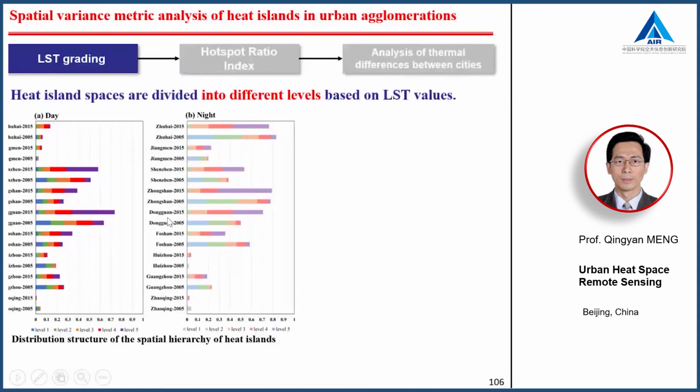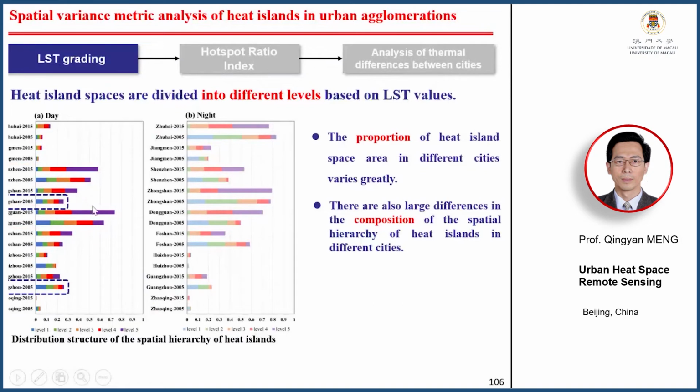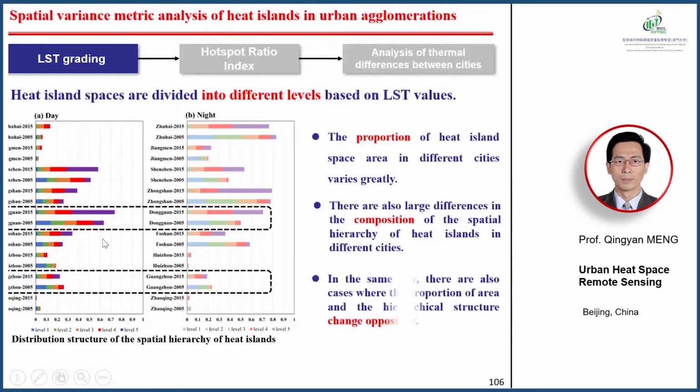Also, which are divided into the different levels. The proportion of them in the different cities varies greatly, and there are also large differences in the composition of the spatial hierarchy of the heat element in the different cities. We can study it. And in the same city, there are also cases where the proportion of the area and the hierarchical structure change oppositely.